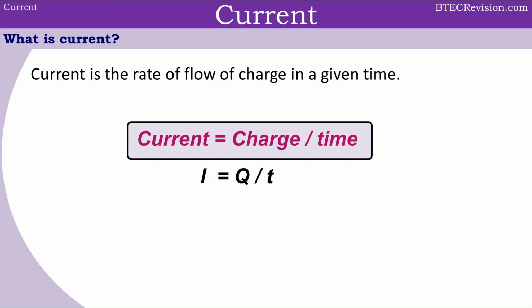What is current? Current is the rate of flow of charge in a given time, and can be calculated using the equation current equals charge divided by time. The short form is I equals Q over T, where I stands for current, Q stands for charge, and T stands for time. The units are amps, or amperes, for current, charge is measured in coulombs, C, and time is measured in seconds.